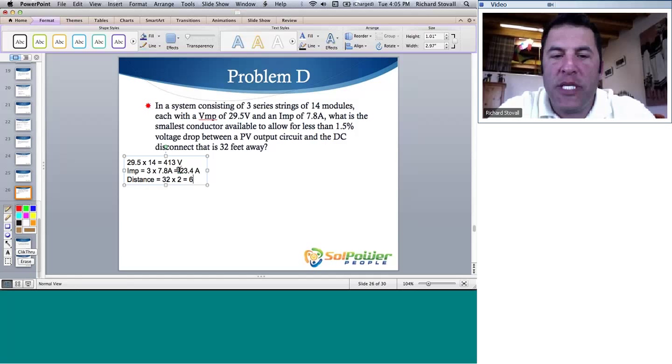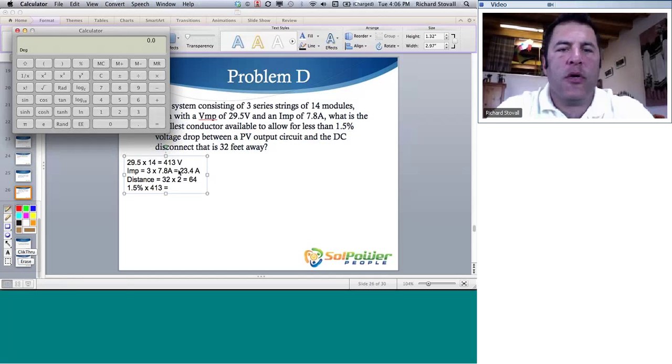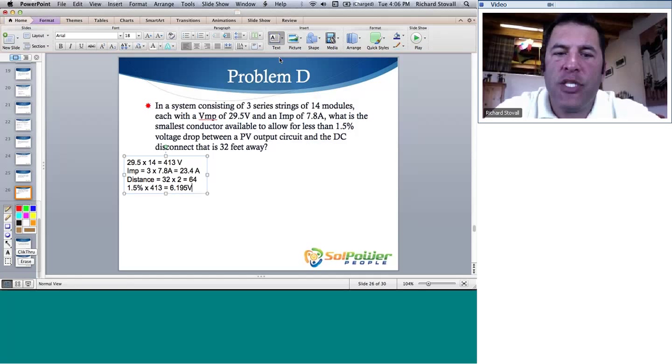And then I'm going to go ahead and try that VD. The voltage drop absolute value of the 1.5% times 413 is equal to 0.015 times 413 is equal to 6.195. So we can lose 6.195 volts without exceeding our parameters. Okay? So let me set up the equation now.